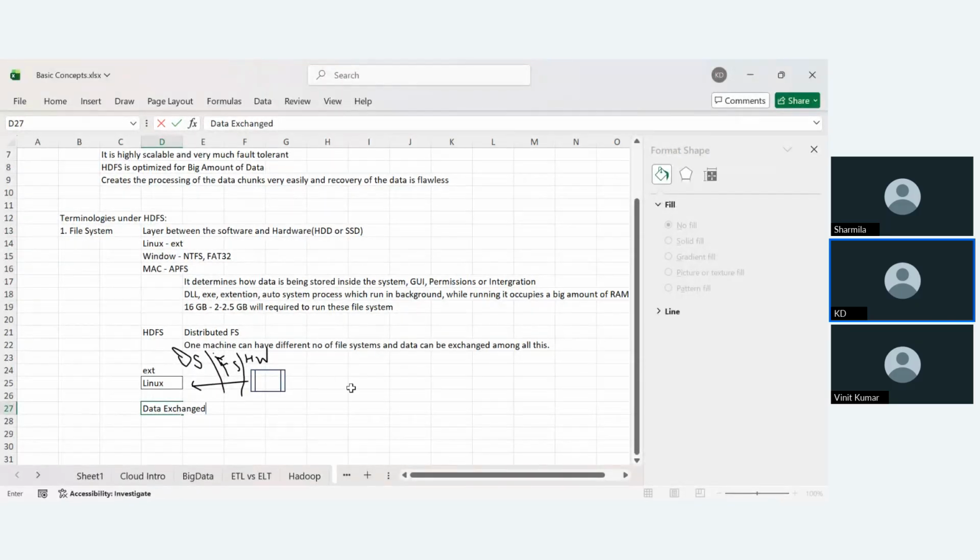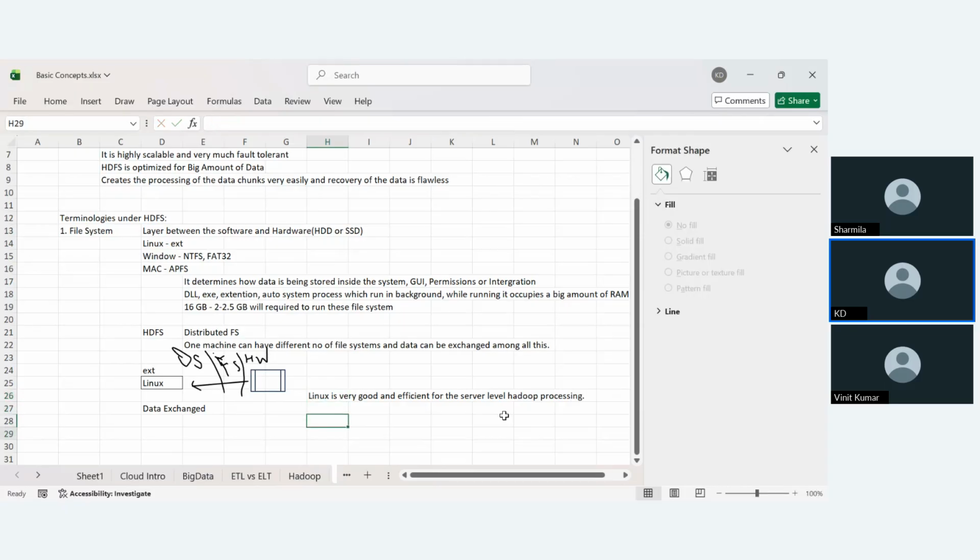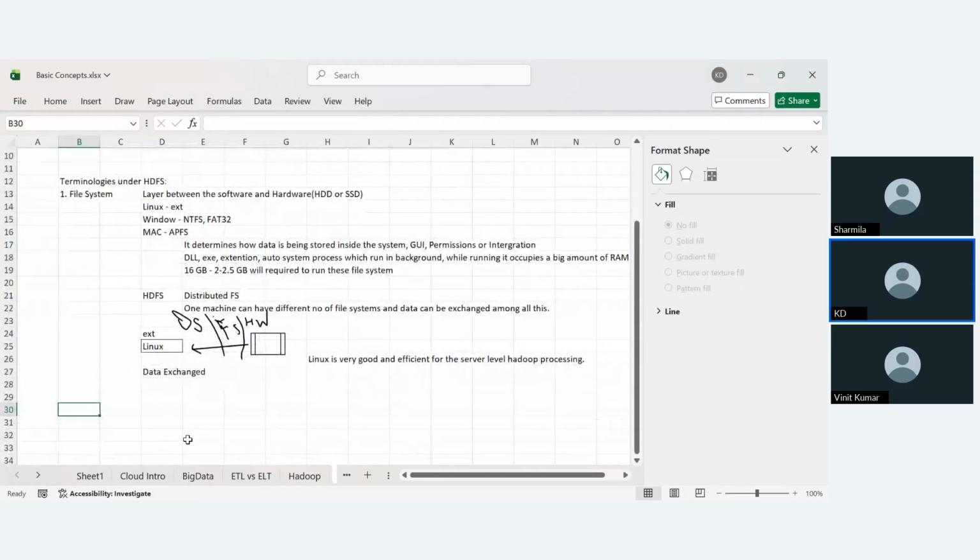So basically, in most industries, Linux is very good and efficient for server level Hadoop processing. Okay, any doubt on this? Okay, no. So this is the first thing, that is file system.